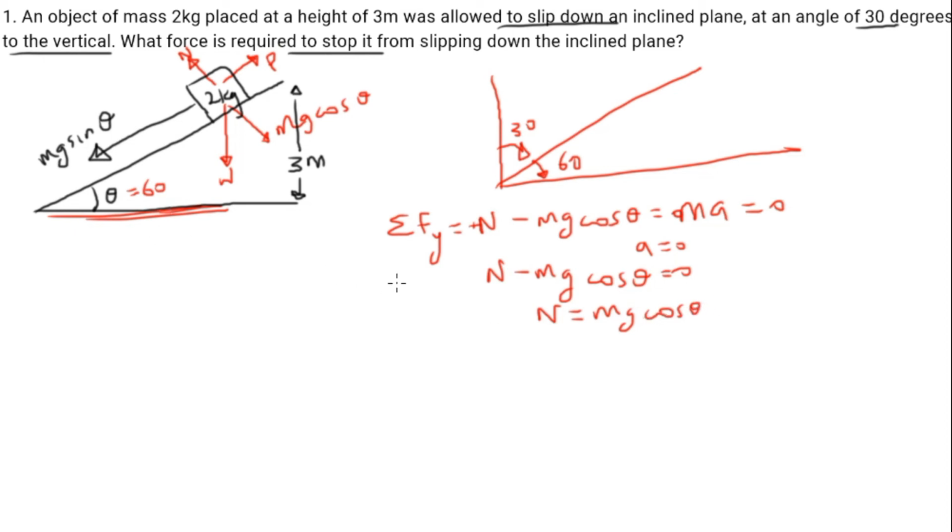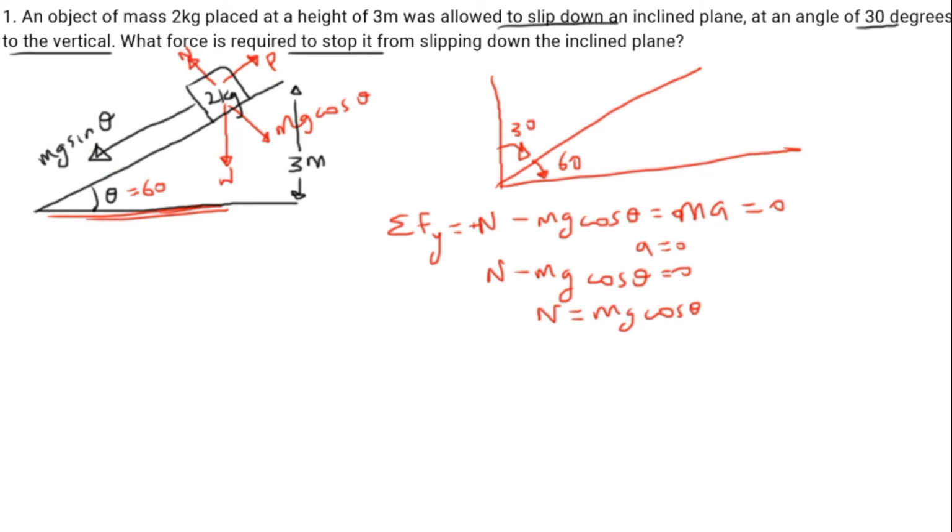Now let's consider the horizontal axis. The direction of that force is along this direction. Yeah, simply because we need a force that will stop mg sine theta. If mg sine theta acts in this direction, the force that should stop mg sine theta should be in the opposite direction.